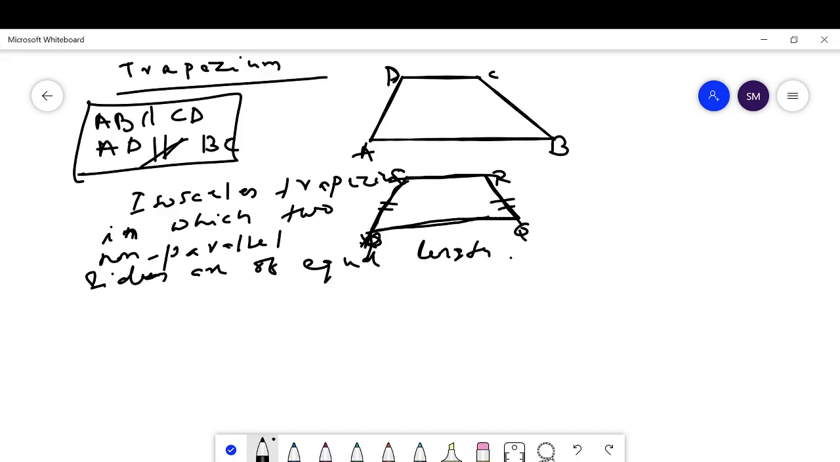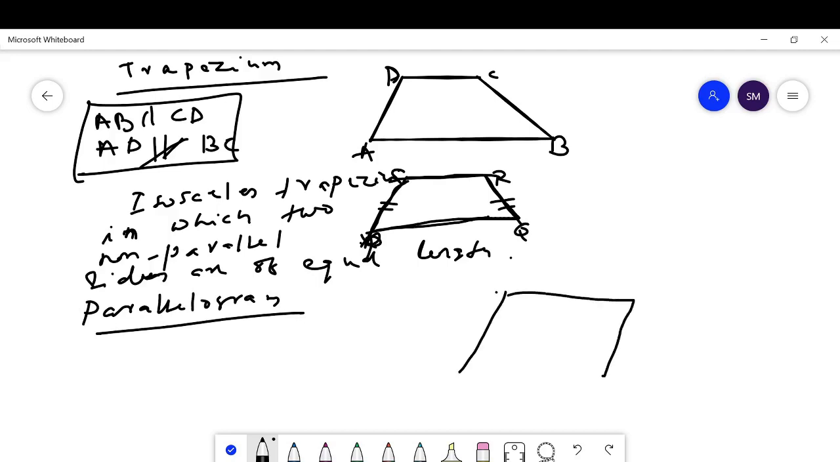Okay, then next, what is a parallelogram? A parallelogram is a quadrilateral in which both pairs of opposite sides are parallel. It is a type of quadrilateral in which opposite pairs of sides are parallel.